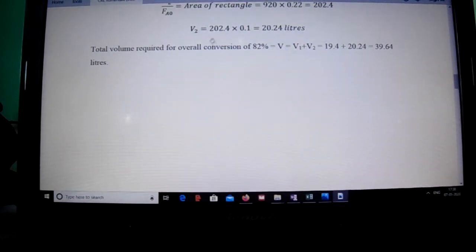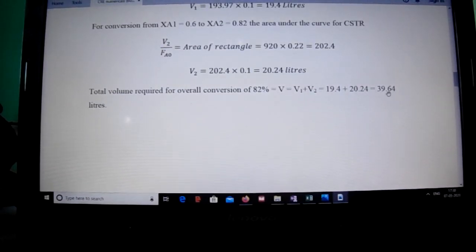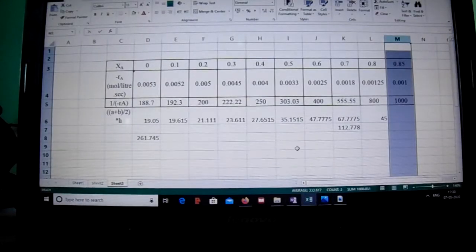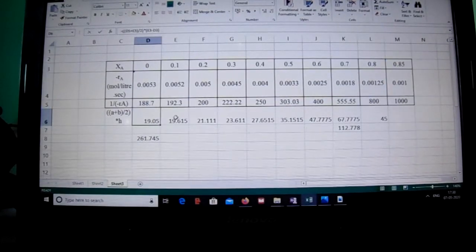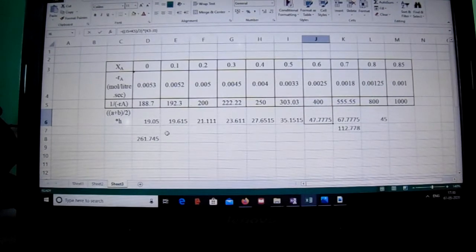Going on, we'll add both the values for V1 and V2. We obtain that as 39.64. How do we get it? Again, I'll show you the calculations. First thing, we have to go up to 60%. So we have already added these things. Go up to 60% over here. Just take the summation of all these.